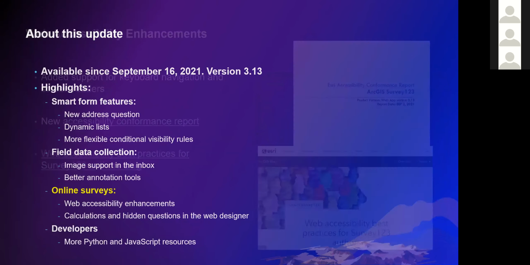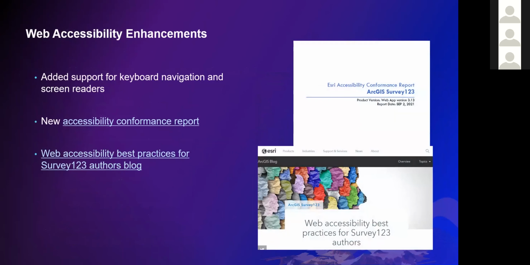Online surveys. One of the things that's been huge with Survey 123, especially since the pandemic, is that Survey 123 web surveys have been pretty commonly used by customers for just reaching out to the public. So obviously, with public-facing forms, we need good accessibility conformance, and we've done a number of accessibility enhancements: keyboard navigation, screen readers. And then we've also had an updated accessibility report, as well as a blog about best practices for accessibility.